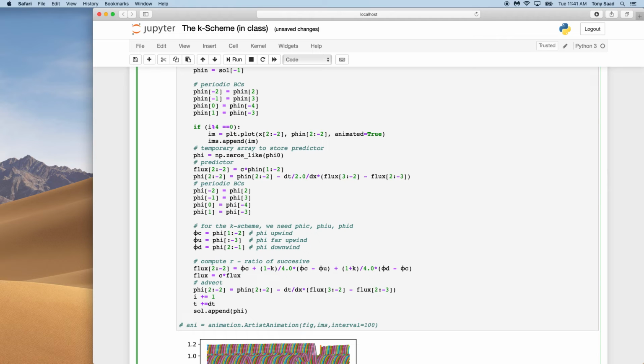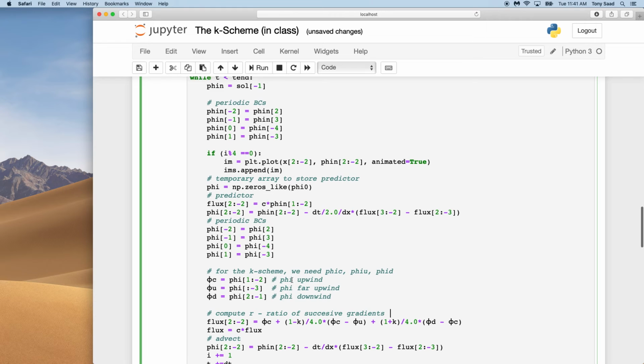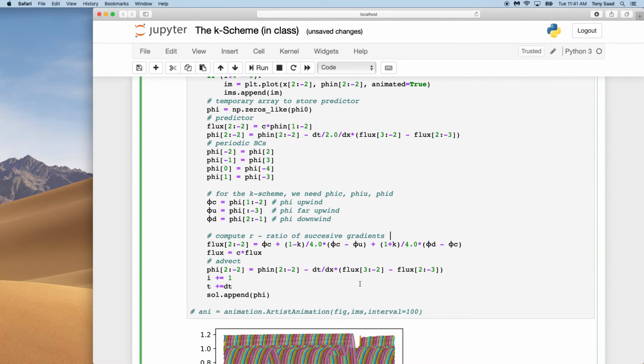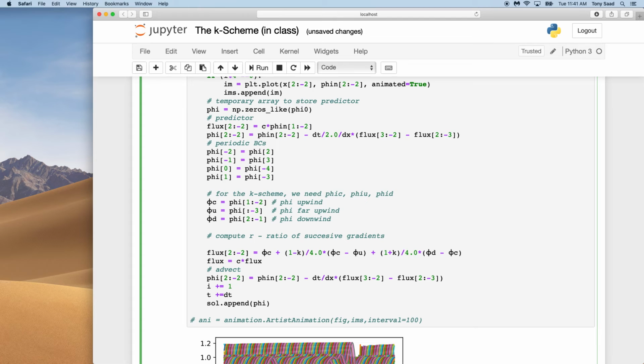Ratio of successive gradients. So every time you have a ratio, you're going to have to worry about 0 in the denominator. Okay? So here's what we're going to do. There are several ways to deal with this.